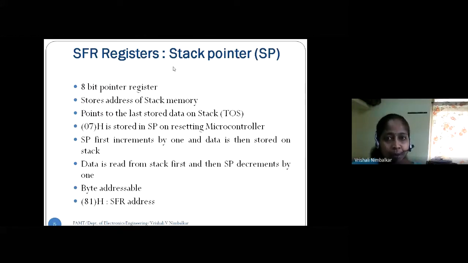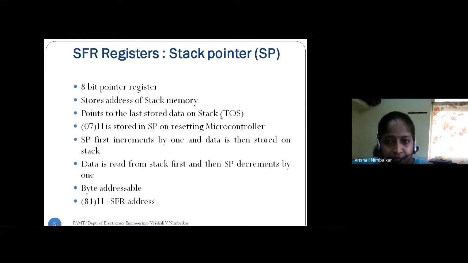And when do you use stack memory? When the microcontroller is executing call instructions, when it is dealing with interrupts, and when it is executing push and pop instructions also. So these are the instances where stack memory is in use. Now, stack pointer always points to the last data that is stored on stack. Right? Remember this. We also called that as top of stack, TOS.